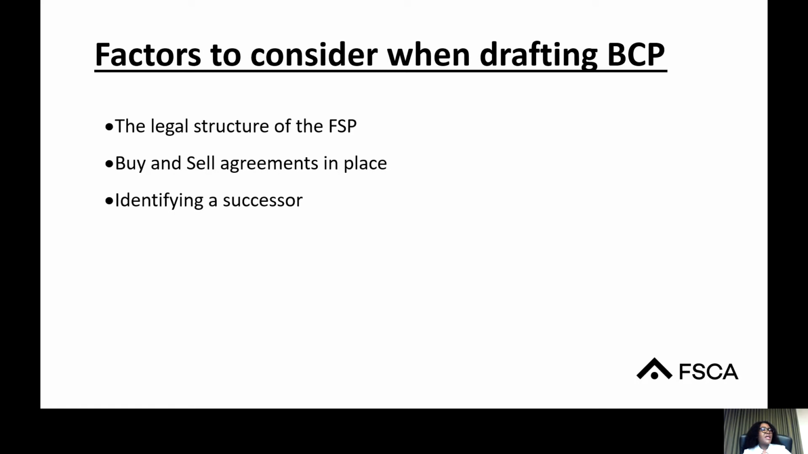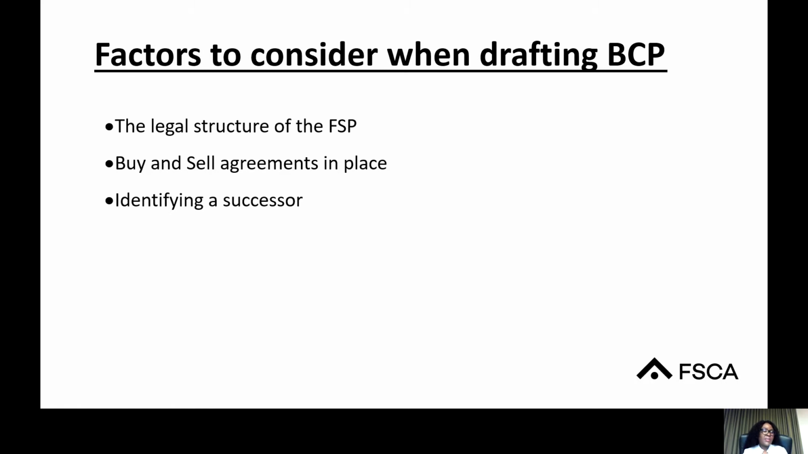So there are a number of factors that I want us to look at, which obviously you as the FSP would need to take into consideration when drafting your business continuity plan. Firstly is the legal structure of the FSP. As we know, there's different structures. We've got like your sole prop, which I think everybody knows that it's attached to the key individual.